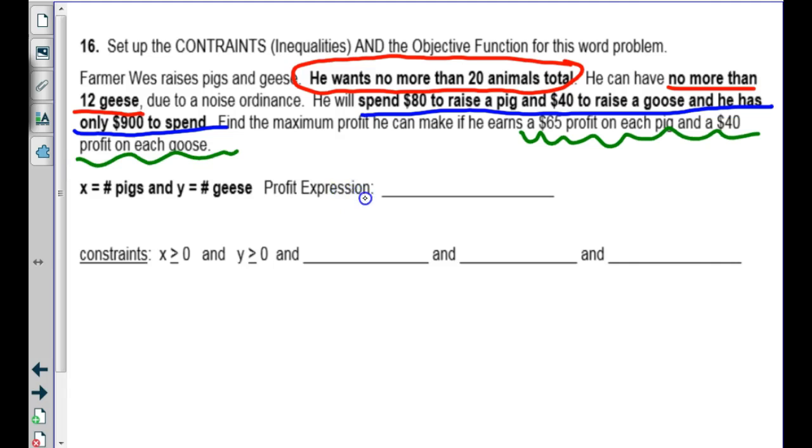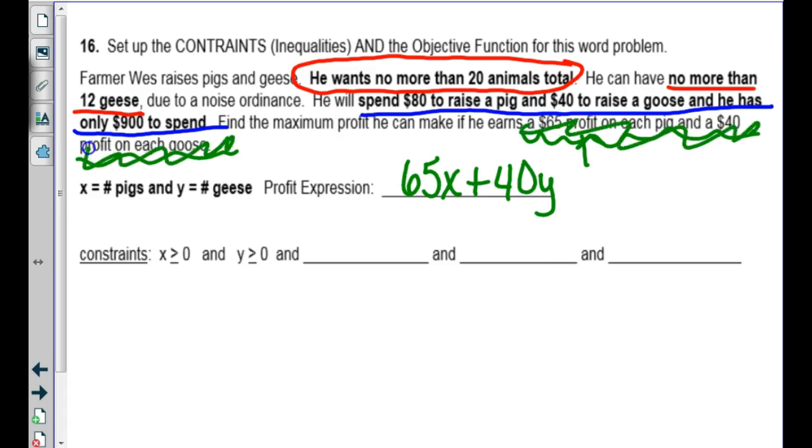So what's the profit expression? The word profit occurs right here, guys. 65 on every pig plus 40 on every goose, and we're done with that equation. We don't need those numbers anymore. Okay, now the three equations. Anybody got one? 20 animals total. Okay, up to 20, right? No more than, so it could be equal to.